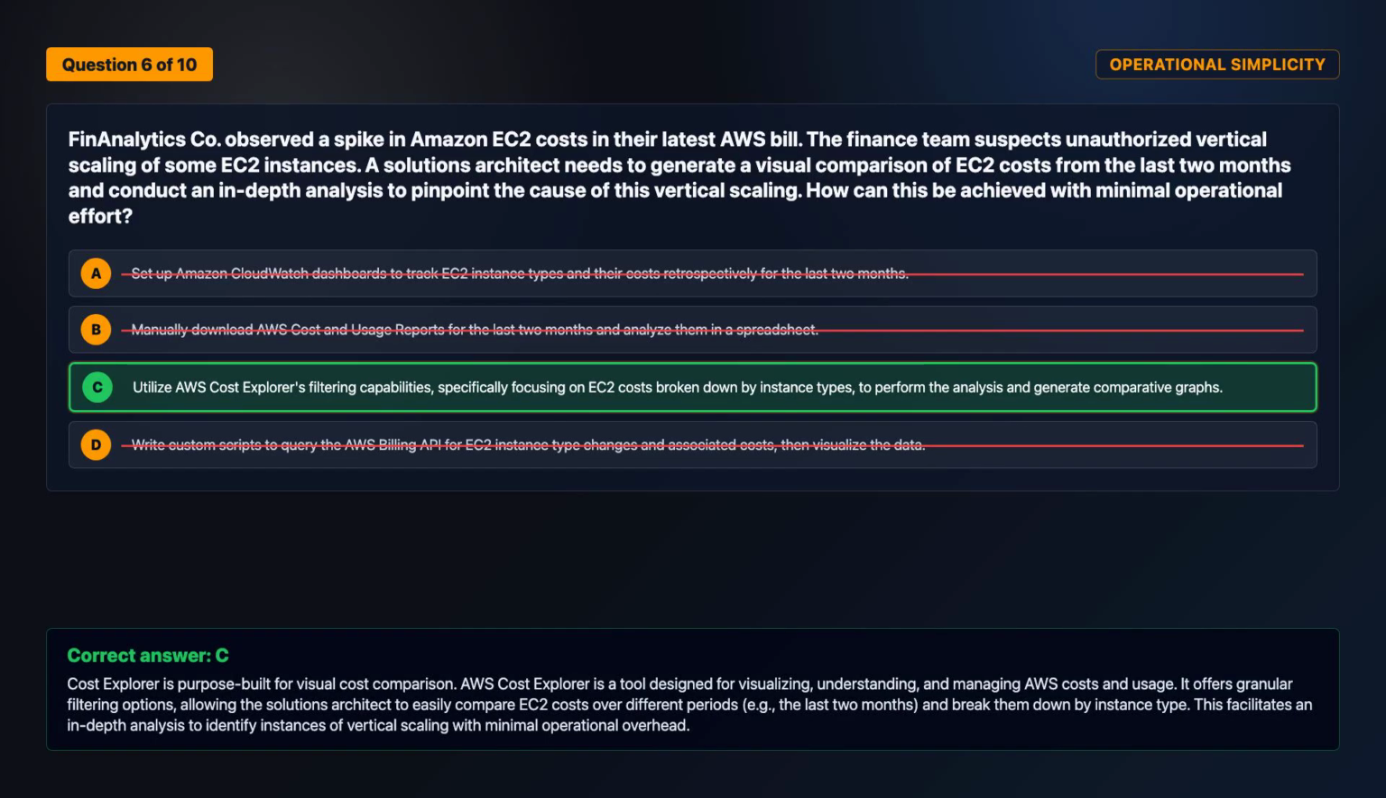The correct answer is option C. Cost Explorer is purpose-built for visual cost comparison. AWS Cost Explorer is a tool designed for visualizing, understanding, and managing AWS costs and usage. It offers granular filtering options, allowing the solutions architect to easily compare EC2 costs over different periods, e.g., the last 2 months, and break them down by instance type. This facilitates an in-depth analysis to identify instances of vertical scaling with minimal operational overhead.